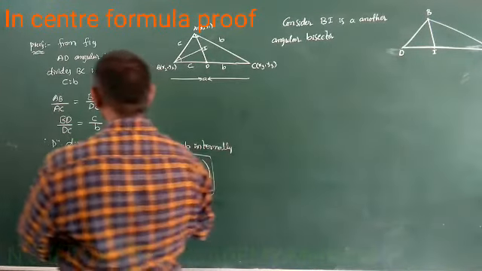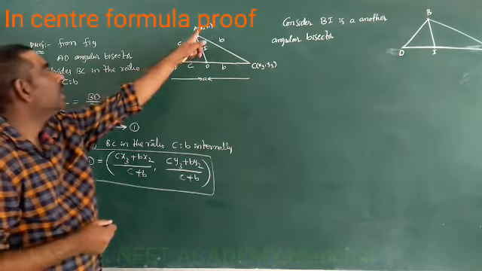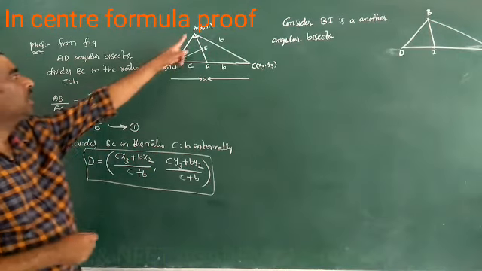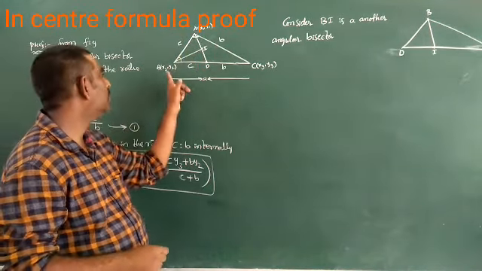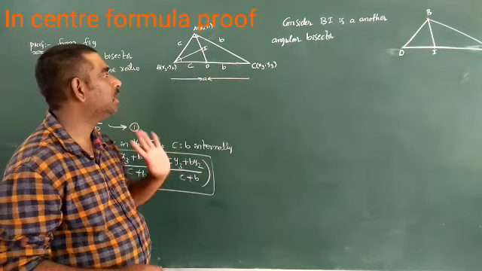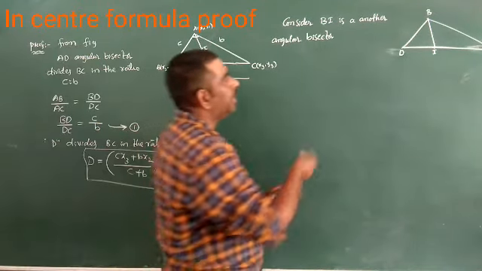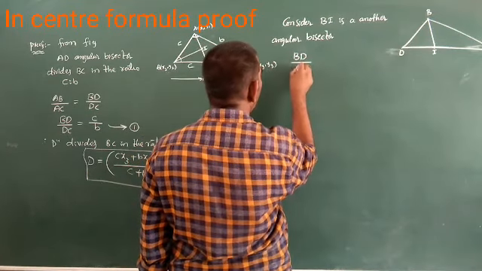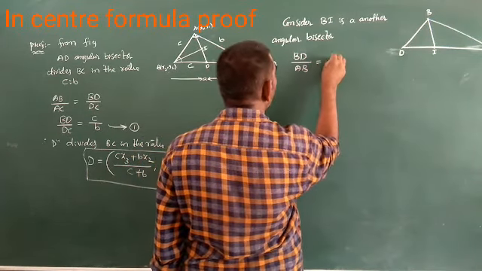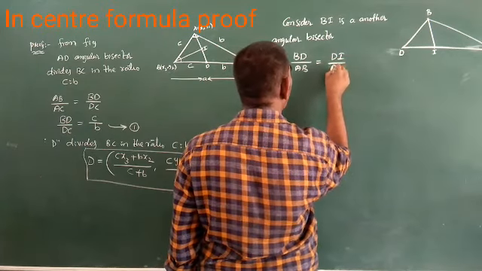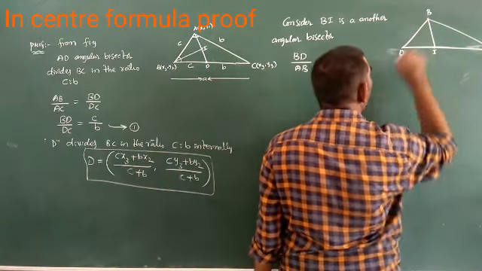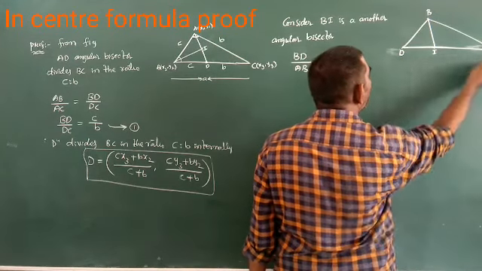See here we write the ratio AB by AC equal to BD by DC. Same ratio applies here: BD by AB equal to DI by AI.